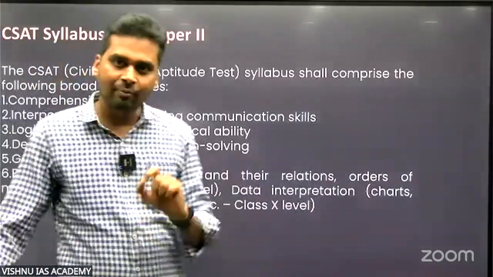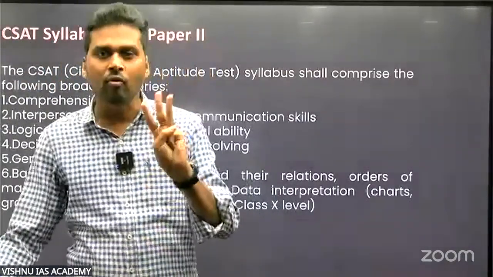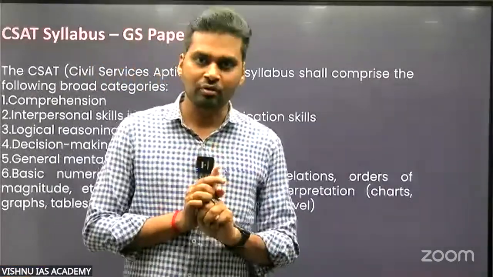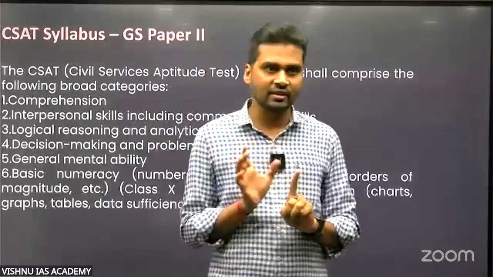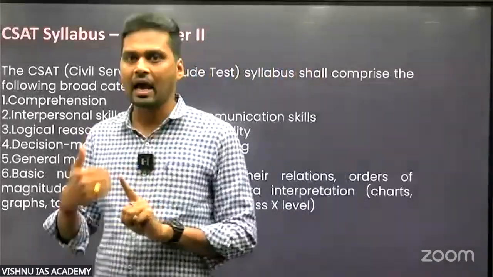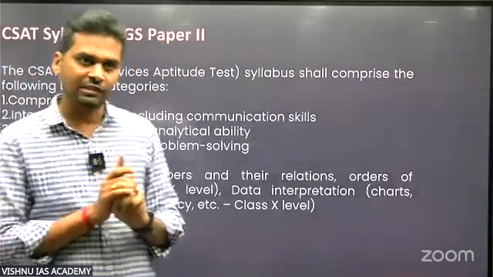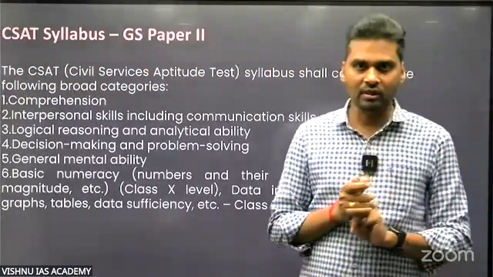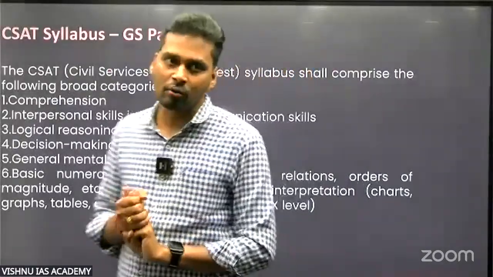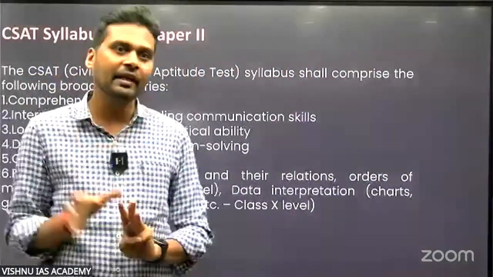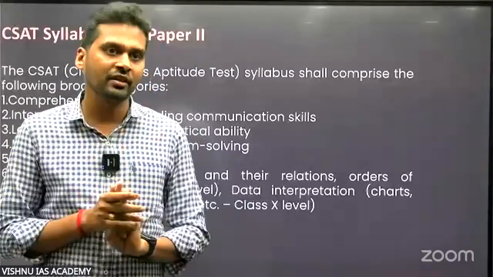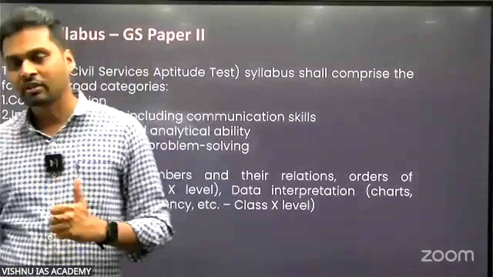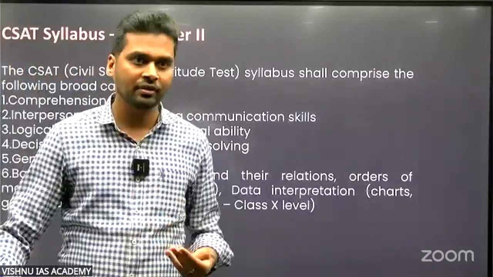But I'll put it in simple words. You have only 3 subjects. The first one is aptitude, with basic numeracy. The second part is logical reasoning and mental ability. And the third one is reading comprehension. So we don't have complete English, only reading comprehension is there. I'll come to aptitude, logical reasoning and reading comprehension one by one.